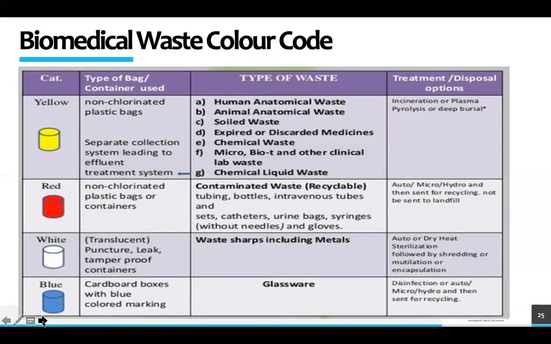Red is used for contaminated waste which is recyclable. That is plastic tubing, bottles, intravenous tubing sets, catheters, urine bags, syringes, and gloves. All these plastic items should be discarded in the red bag, which can be recycled by using autoclave, microwave, hydroclave, and then sent for recycling. White is used for discarding sharps. Blue is for the glasswares.